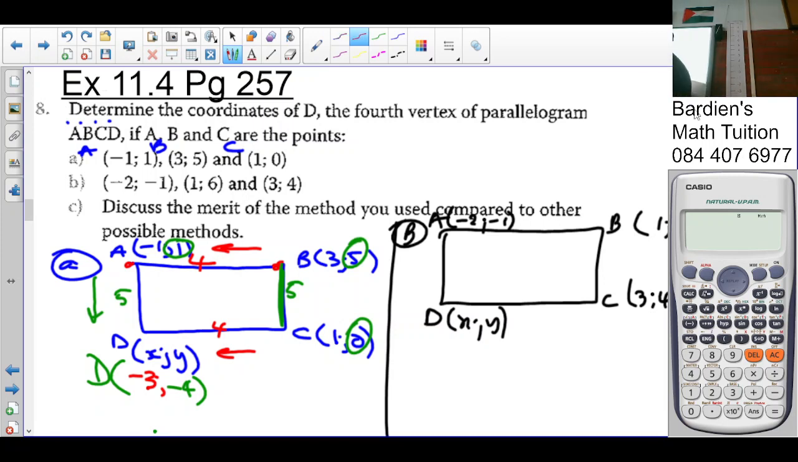If I move along here, am I affecting my X or my Y? Your X. So from negative 2 to 1 is how many units? 3. So that is 3. But 3 in that direction I'm subtracting, not so? So 3 minus 3? 0.